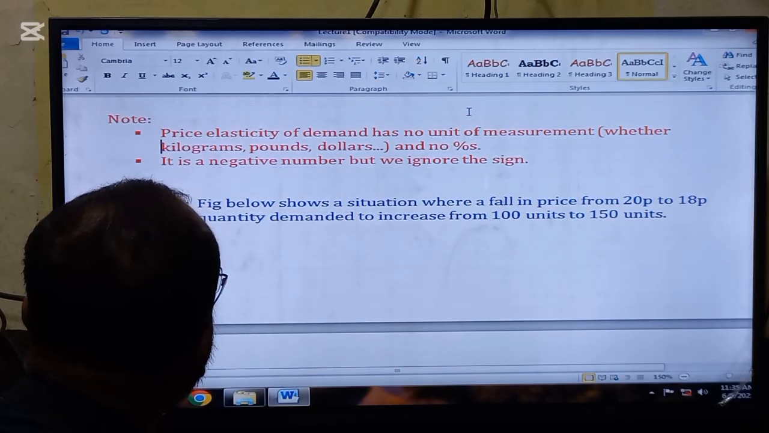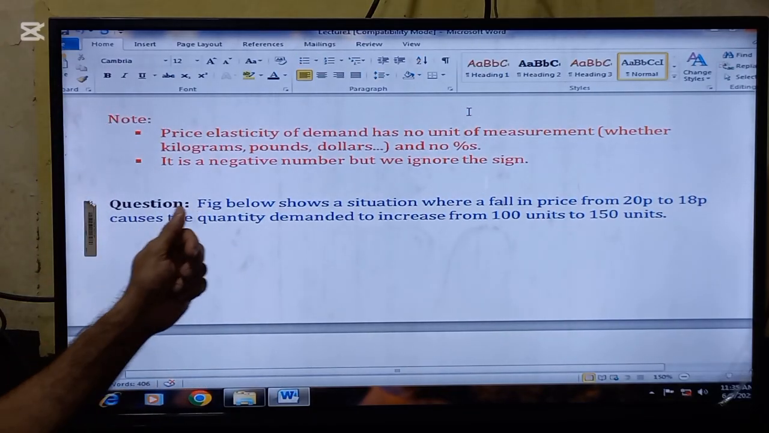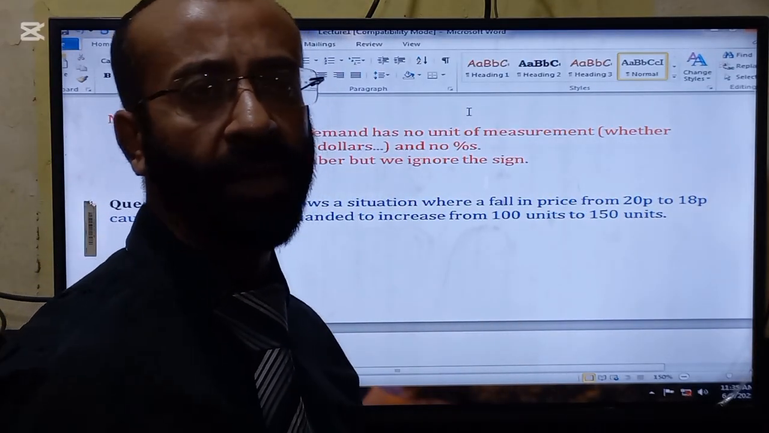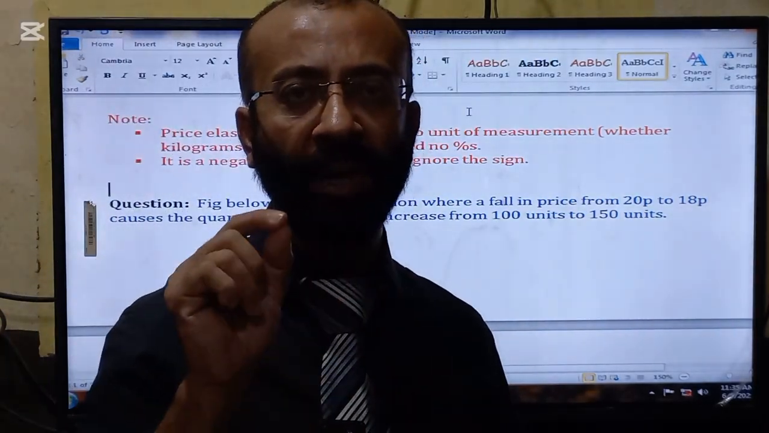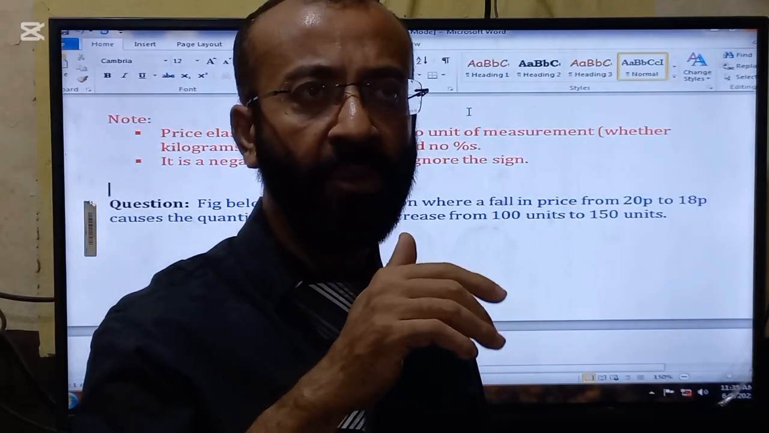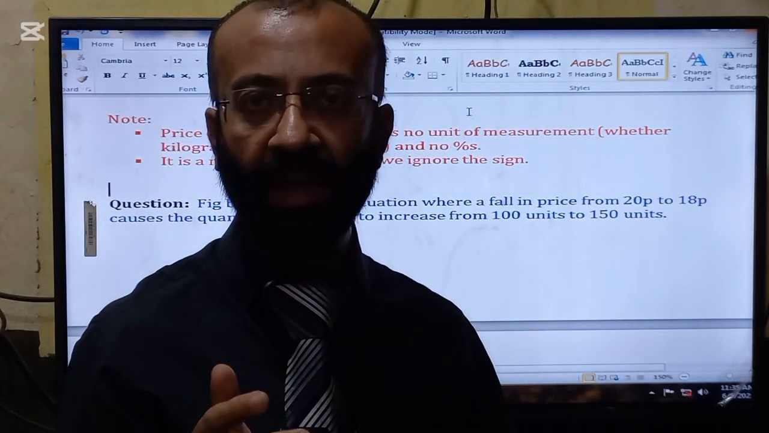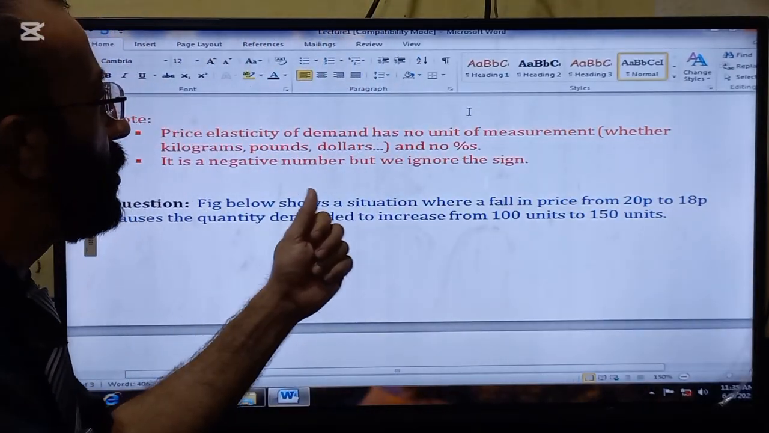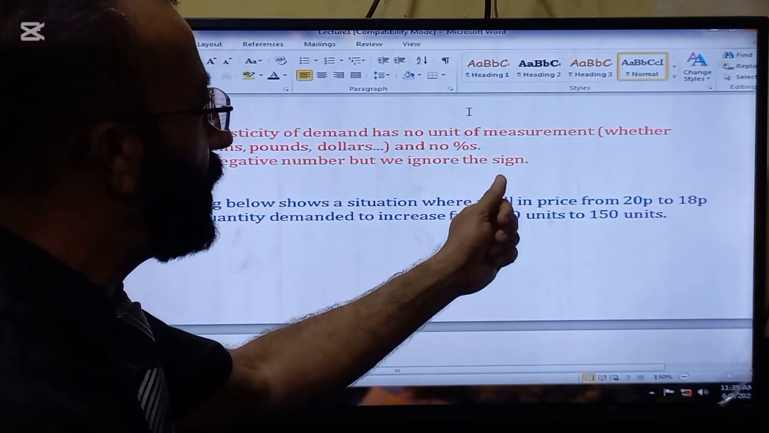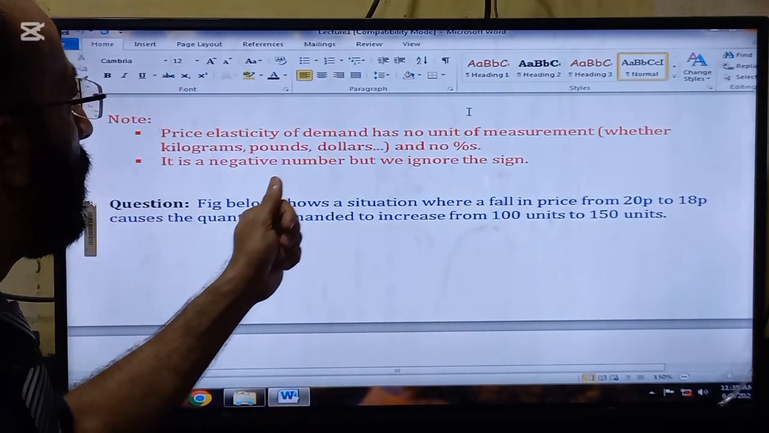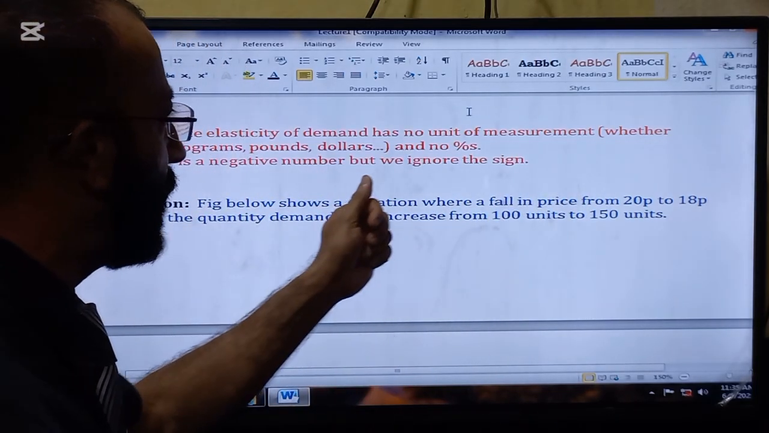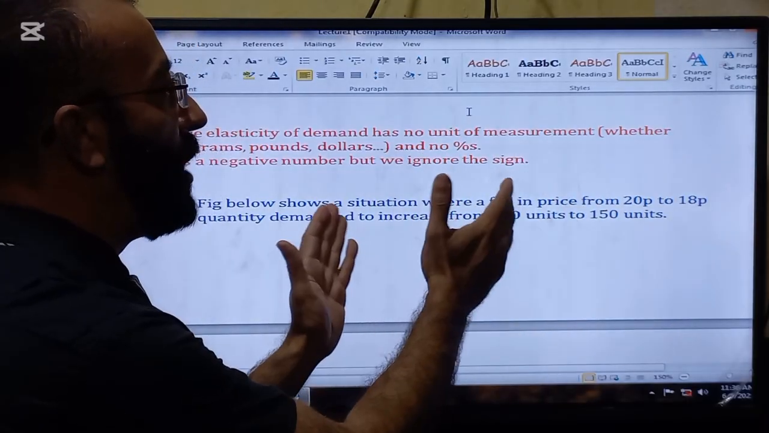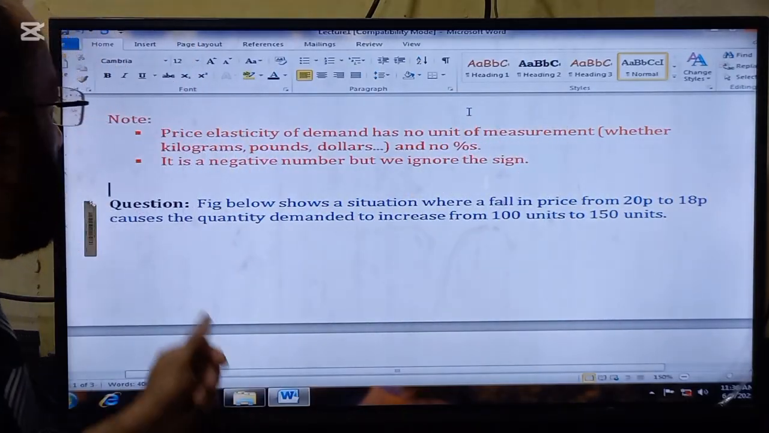An important point in this topic is that price elasticity of demand has no unit of measurement. Whenever you solve a question, you normally see we put a unit, for example, 5 kilograms, 2 kilometers, 5 liters. So these kinds are units, but price elasticity of demand does not have any unit of measurement, whether kilograms, pounds, etc. It does not have any unit or percentage sign. So we will never put a percentage sign or any unit with the price elasticity of demand.